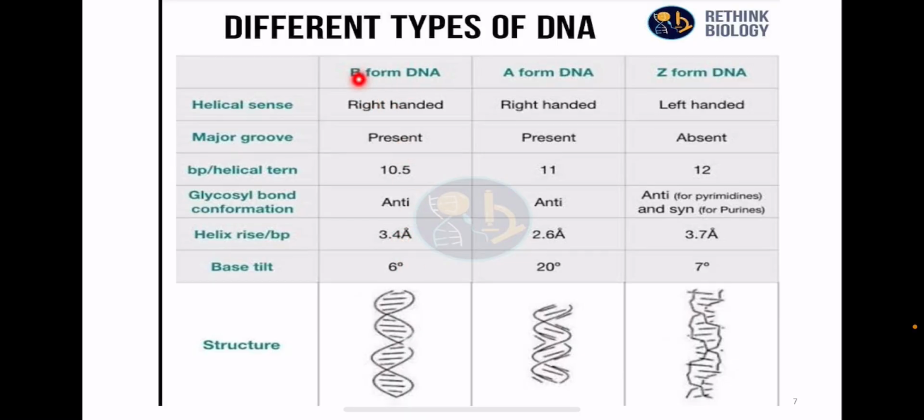Okay, so in B DNA, how wide the helical turn is, is 3.4. Okay, and the base tilt is 6 degrees. I'm not sure this is important, but make sure you know this.